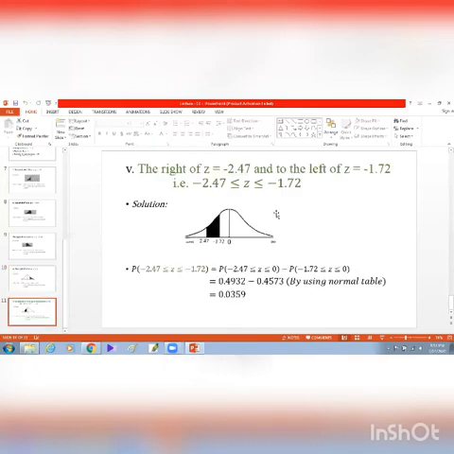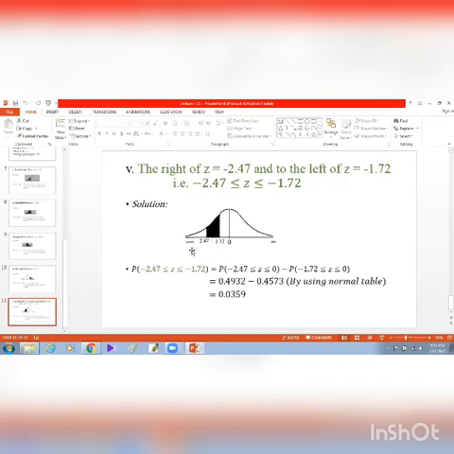And last of all, the right of z equal to minus 2.47, and to the left of z equal to minus 1.72. That means z lies between minus 2.47 and minus 1.72. Now, if we want to represent this portion on a normal curve, then probability of minus 2.47 less or equal z less or equal minus 1.72 implies that we subtract minus infinity to minus 2.47 from minus infinity to minus 1.72, then we get the value.